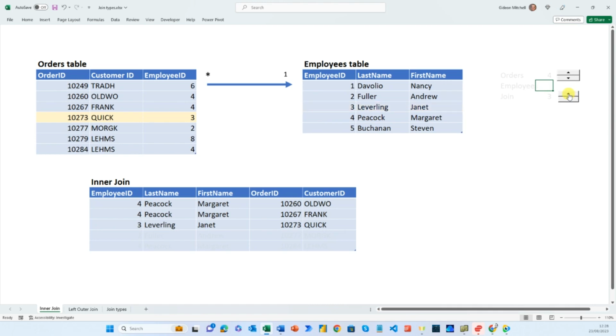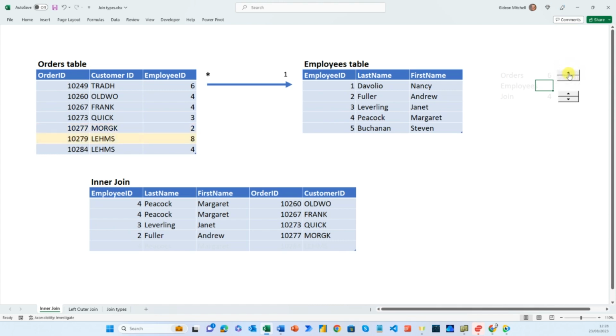and move on to the fifth record on the left. That's got an employee ID of 2. Is there a matching record? Yes there is. That represents Andrew Fuller. So now we can add our fourth record in the inner join. So the employee ID is 2. The Fuller Andrew comes from the right hand side. The order ID and the customer ID values come from the left hand side.